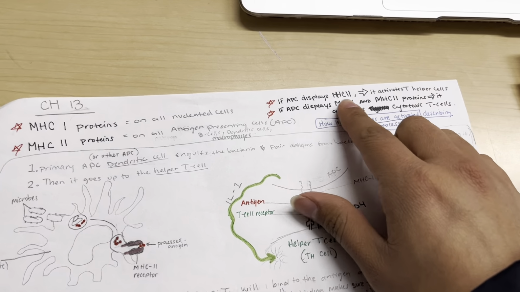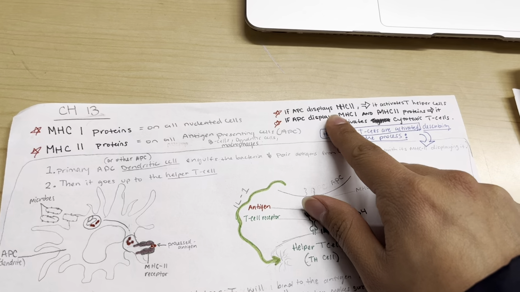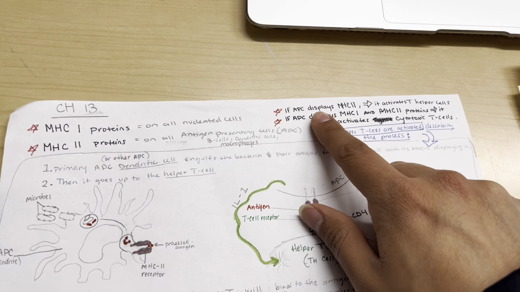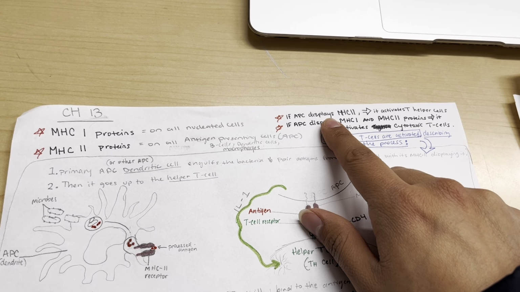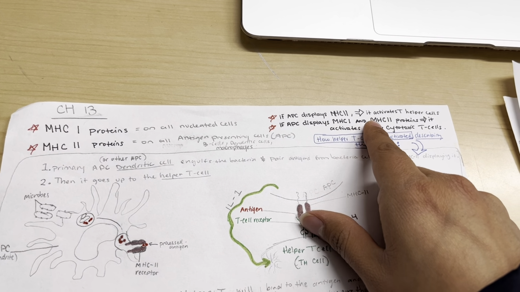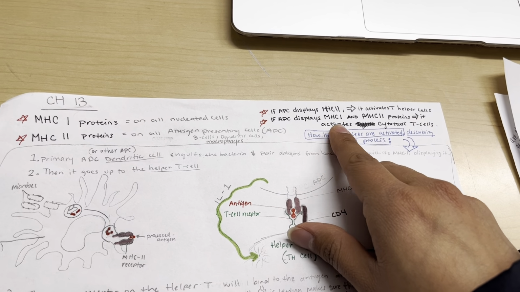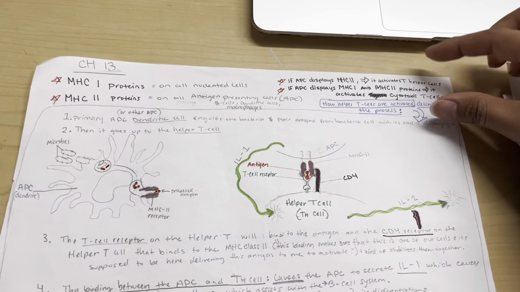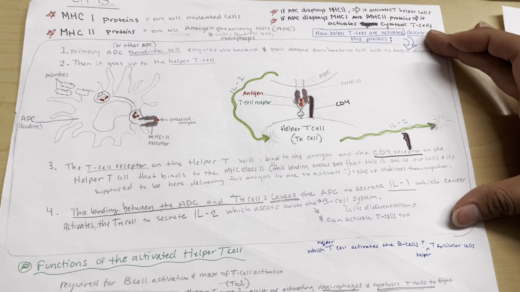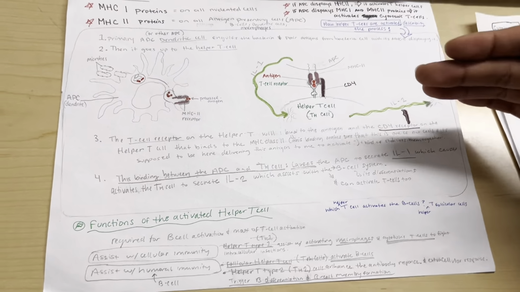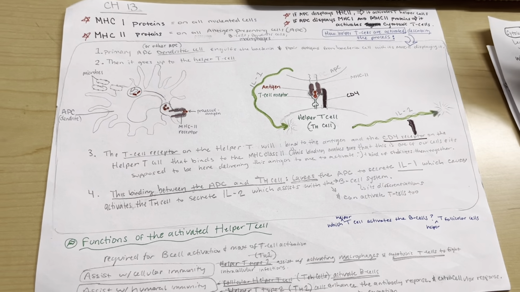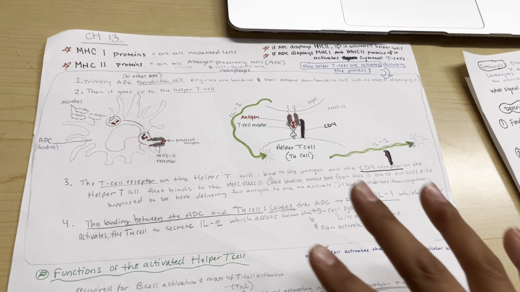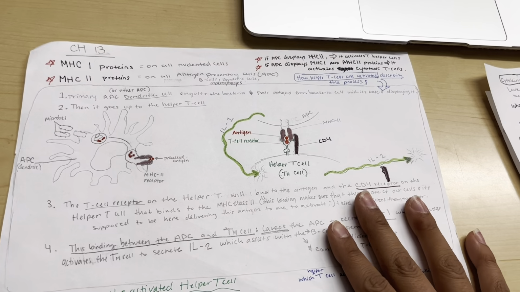And then I kept these facts in mind, that to activate the helper T cell, if the APC displays MHC2, it activates the helper T cell. If the APC displays MHC1 and MHC2, it activates a cytotoxic T cell. So I put the facts up here, and then I started the process down here. And I would write this out again with all my notes from the lecture I had just watched. I put in a lot of detail, as much as I could think of, and I had this for the exam.